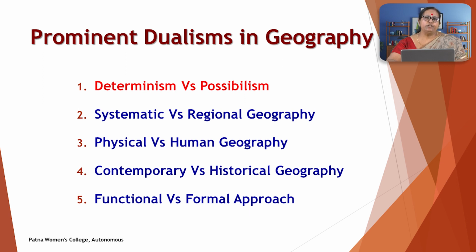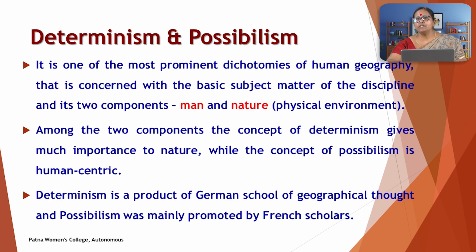So when we see the different types of dualisms in geography, the prominent ones we come across are determinism versus possibilism, systematic versus regional geography, physical versus human geography, and so on. And the most common, most prevalent is determinism versus possibilism. We use the term versus because these two ideologies, these two approaches, these two phenomena contradict each other. So this particular dualism, determinism versus possibilism, is associated with the first field of dualisms in geography, that is the subject matter.